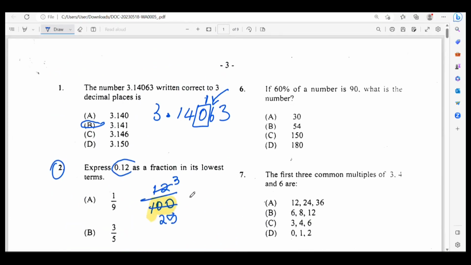Let's go to number 6. It says 60% of a number is 90. What is the number? You can work this a number of ways, right? Now, as I said to you, 60% of something. So if you're using algebra, you could say 60% of x is 90. What is x? So I'm going to help you to understand.